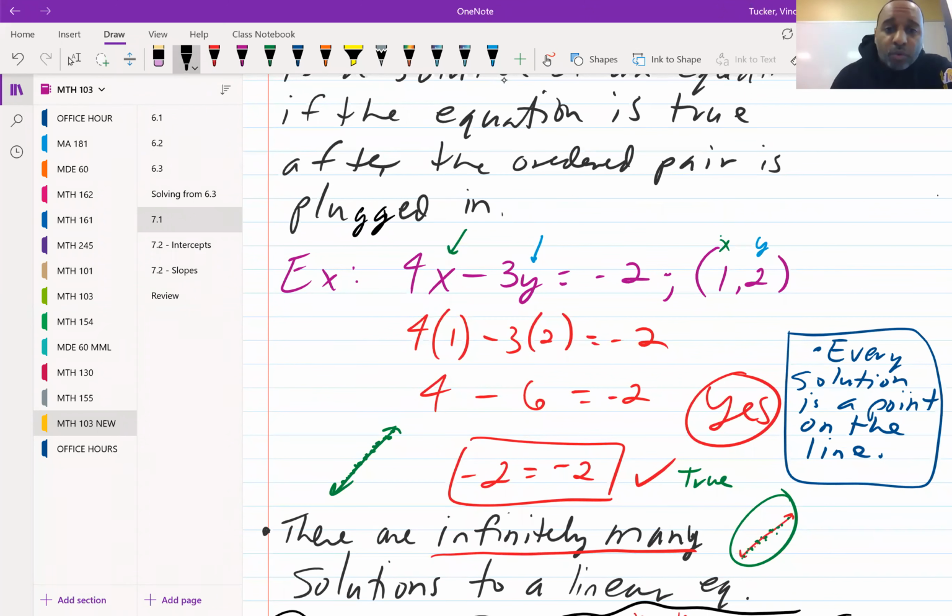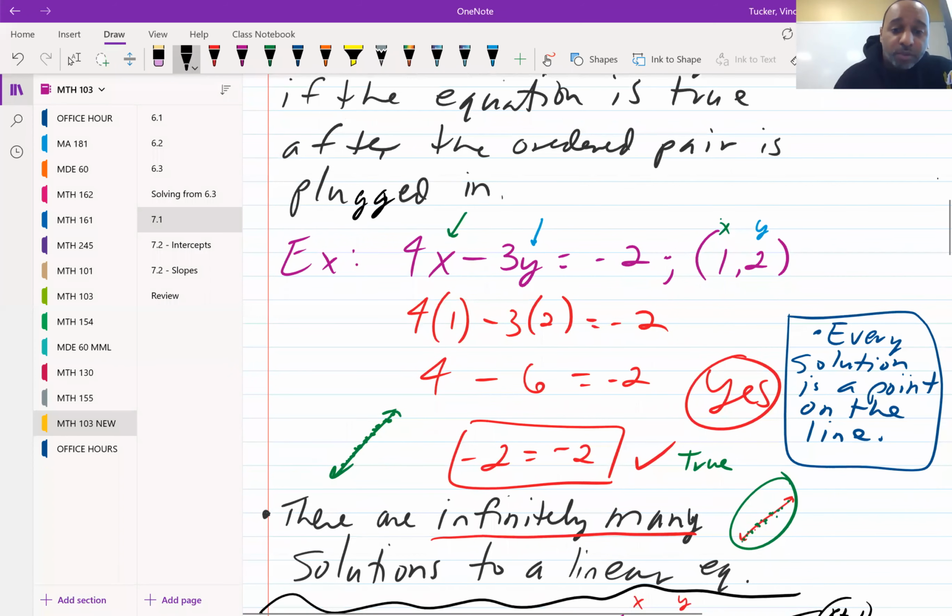And so that ordered pair is a solution of this equation. That ordered pair would also be a point on the line that this equation generates. That's why I was stating right here, every solution is a point on the line. We're going to get into graphing in a second. When I graph a line, all of those points that represent that line are solutions for that equation. And so there are infinitely many solutions to a linear equation.